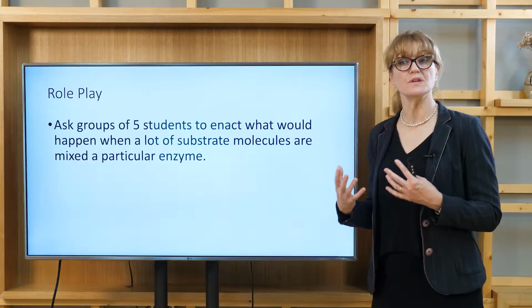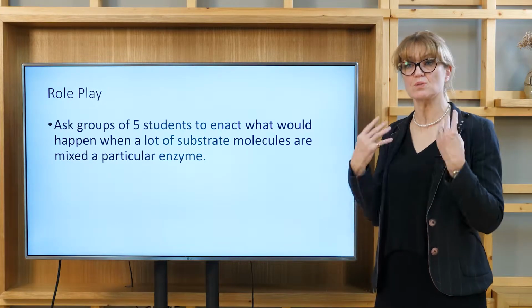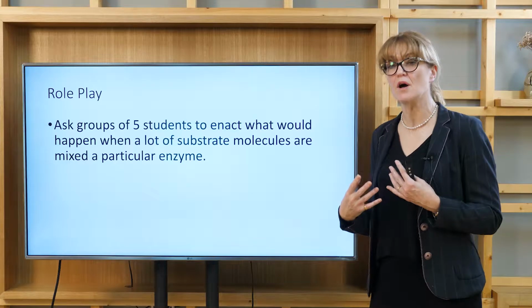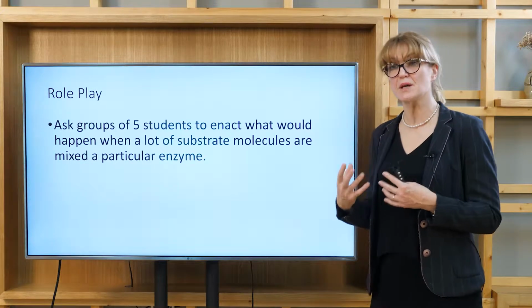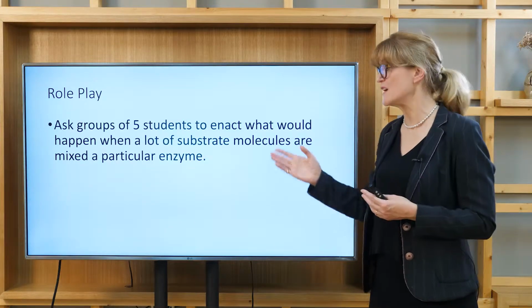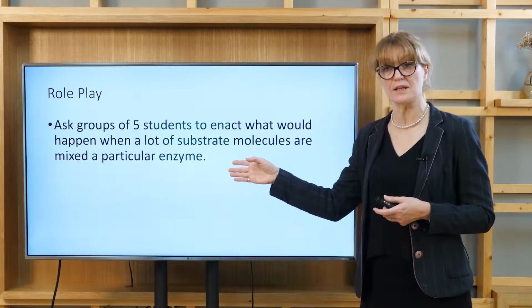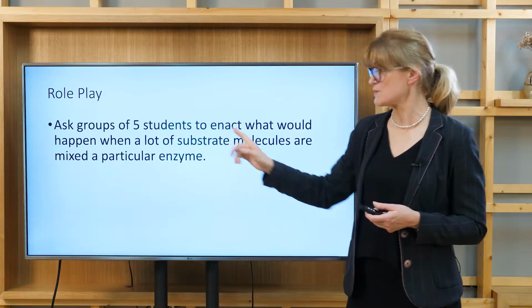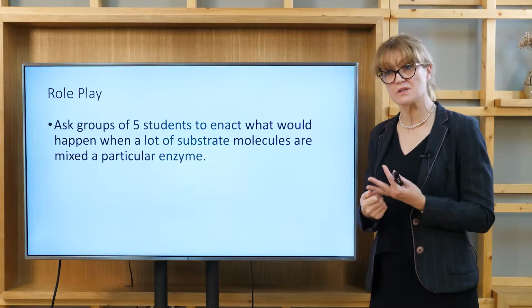Now, one thing: students learn by being active. And too many students are passive. They sit there and they just want the information to come to them. So a role play is a really good way of getting them to think about how a substrate fits into and acts with a particular enzyme. It's generally better if you've got five students, because they've got to think about the substrate concentration.